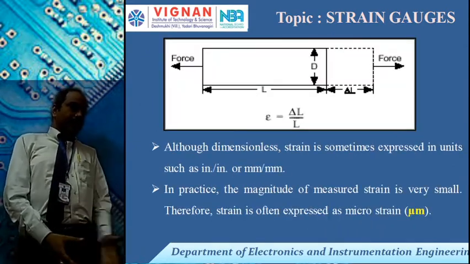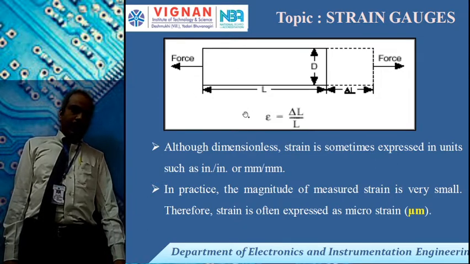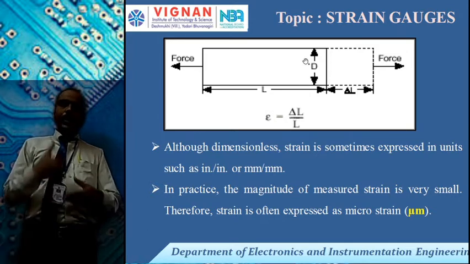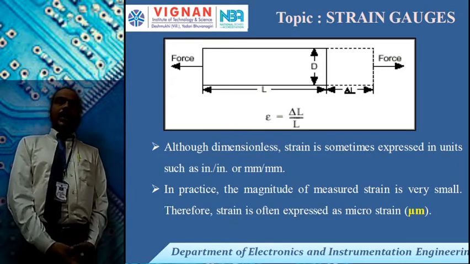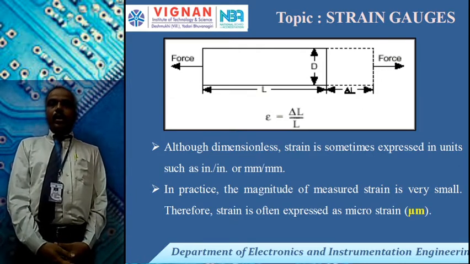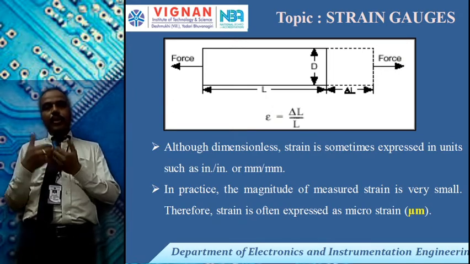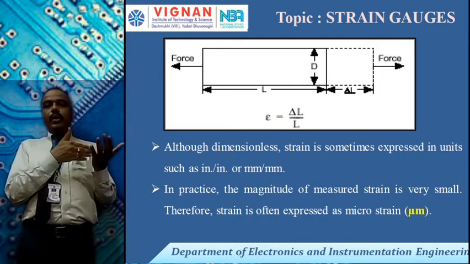Now, just now I explained this. Here this is the actual body. When you apply some tensile force like this, the length increases from L to L plus delta L, and the diameter also changes by some delta D. Actually, strain does not have units. Why? Because delta L by L, the change in length, is in millimeters or centimeters, and L is also in millimeters or centimeters. So the millimeter or centimeter will be cancelled.